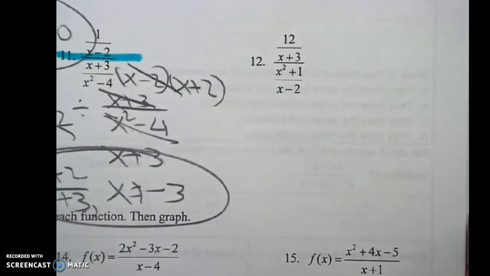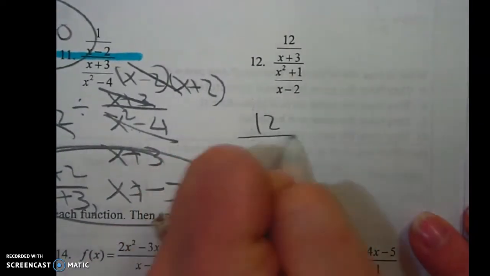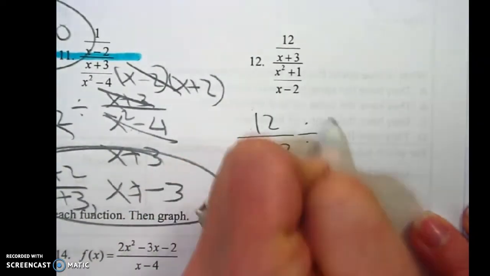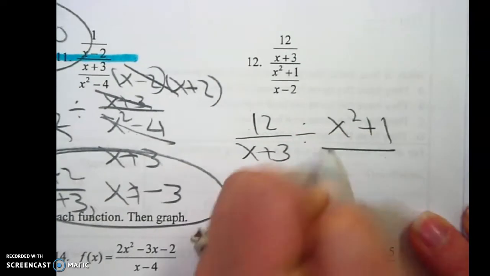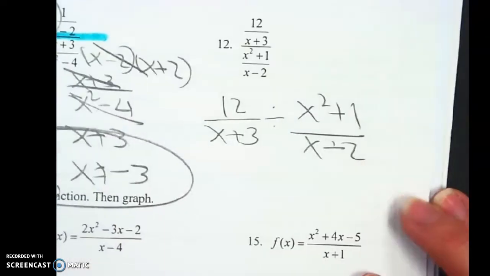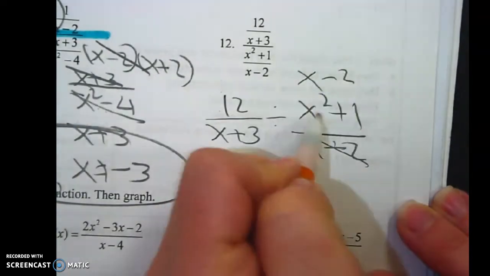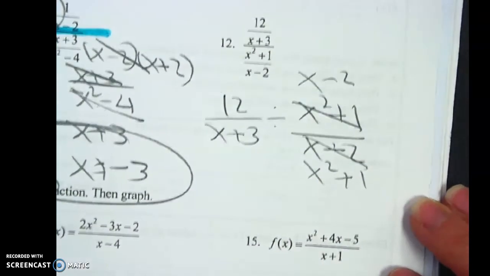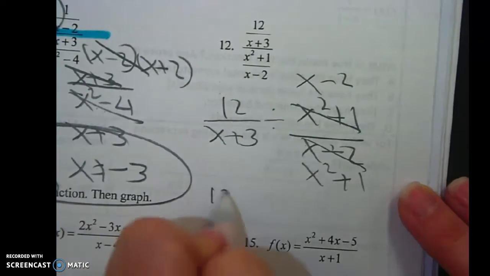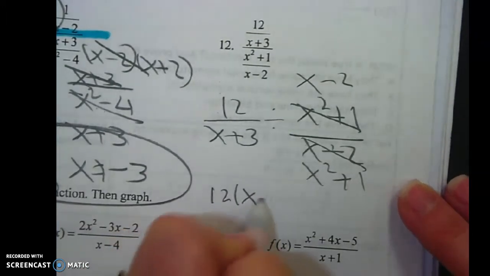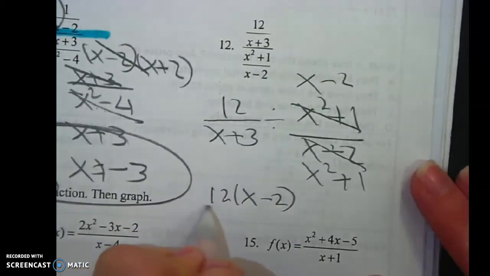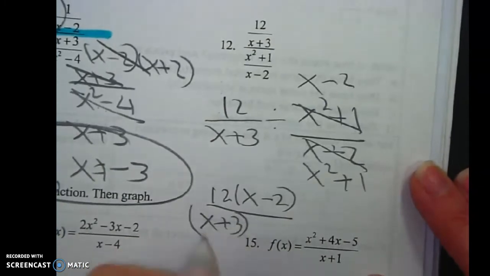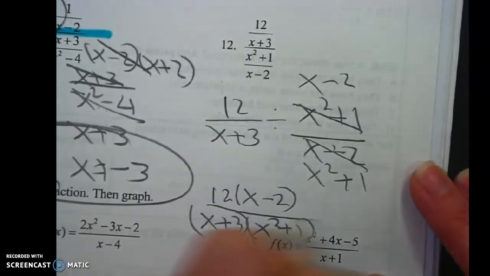Okay, last one. 12 over x plus 3 divided by x squared plus 1 over x minus 2. Divide means I flip. I can't factor anything, actually, and I can't cross anything off. So my answer is 12 times x minus 2 over x plus 3 times x squared plus 1.